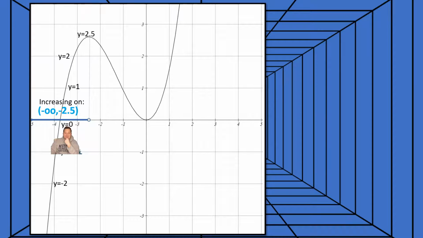Now look what happens on the other piece here. The second piece is going to look like the following. First, it's going to be y equals 2. Then it's going to be y equals 1.